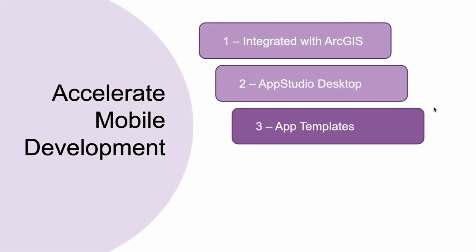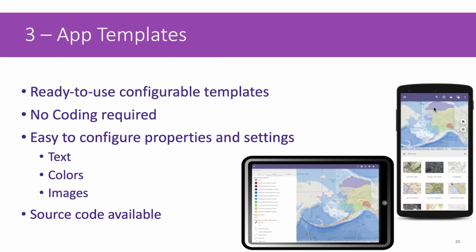Number 3, app templates. App templates are where new AppStudio users typically get started. So these are some ready-to-use configurable templates. There is no coding required to use these. You can just simply add your text, your colors, your images, point them to the right maps that you've created, and use these templates. But the source code is available. So if you do need to customize, if you do want to add more to these, you can do that.